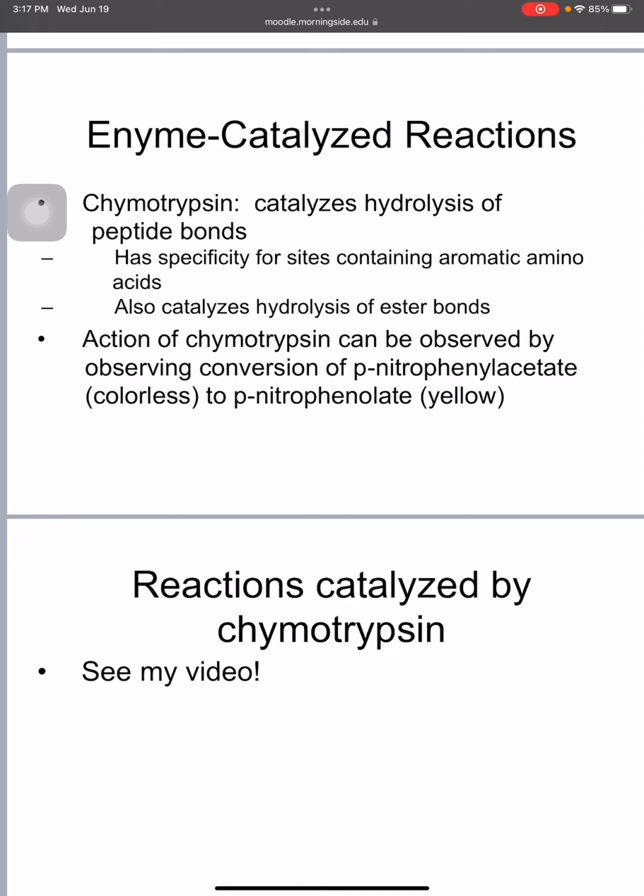So it's going to break peptide bonds, and it really has a preference for sites within the peptide chain that contain aromatic amino acids. So, tryptophan, tyrosine, phenylalanine, etc. It is also capable of hydrolyzing ester bonds. That's not really that important biologically, but it does make for an excellent little model system. And I'll tell you more about that just in a second.